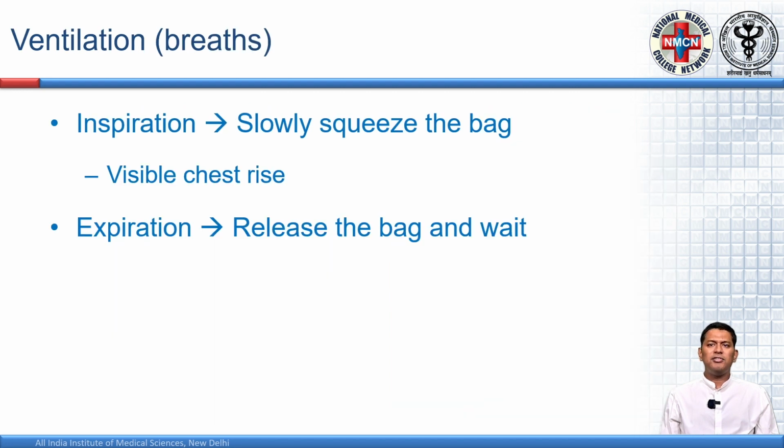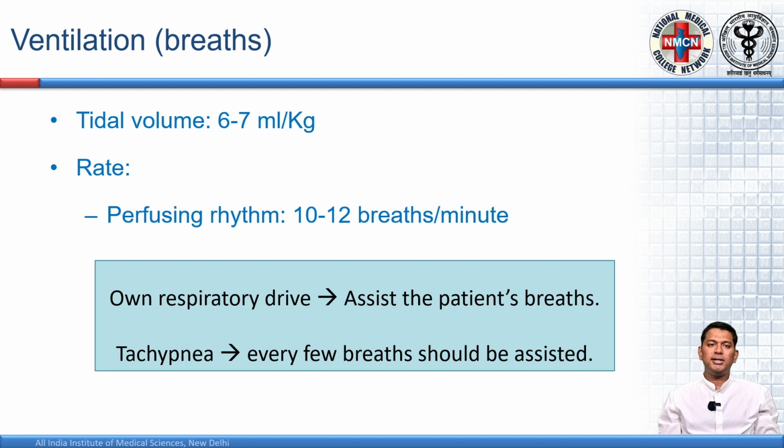Gently compress the self-inflating bag between the fingers and thumb to provide inspiration. Release the compression and wait for passive expiration. Each compression should lead to a corresponding rise of the patient's chest. Each breath should be delivered over 1 second. The delivered tidal volume should be approximately 6 to 7 milliliters per kilogram of patient's body weight.